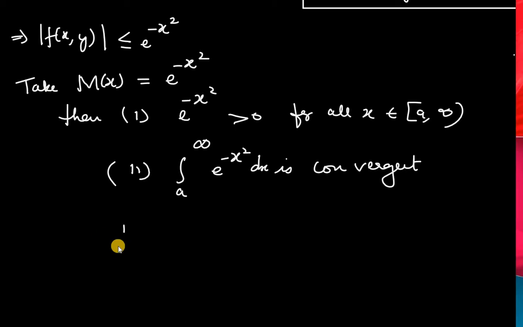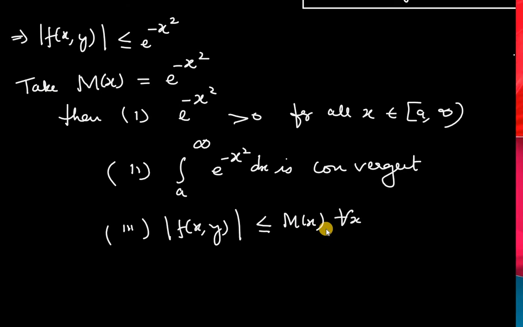Number 3 is, what is mod f(x,y)? Mod f(x,y) is less than or equal to M(x). It is less than or equal to e to the power minus x squared, but I've taken M(x) to be this e to the power minus x squared. So mod f(x,y) is less than or equal to M(x) for all (x,y) belonging to this rectangle, a to infinity comma c to d. So now let us check this.